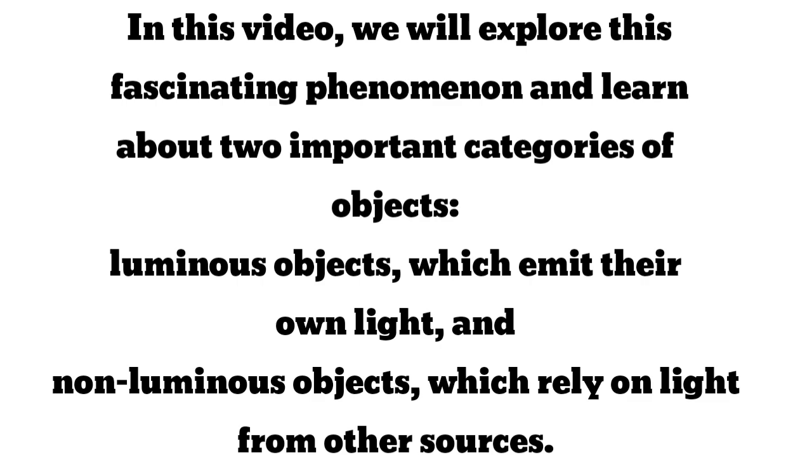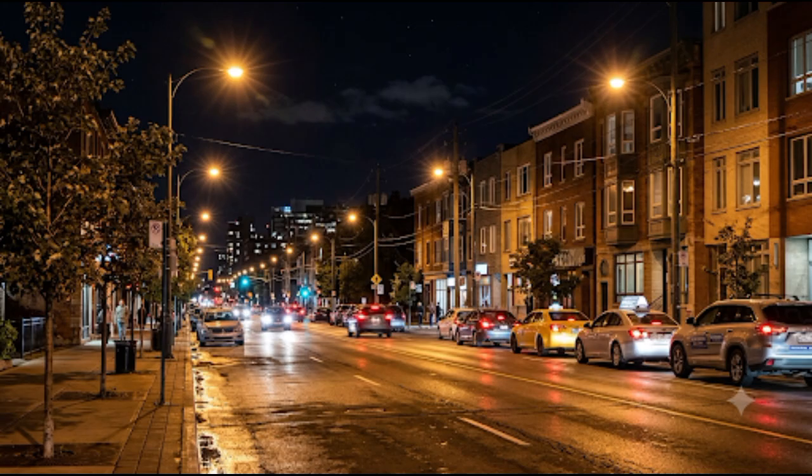In this video, we will explore this fascinating phenomenon and learn about two important categories of objects, luminous objects and non-luminous objects. We will find out the main difference between these objects. Luminous objects are those which produce their own light. In this picture, you can find many objects that produce their own light.